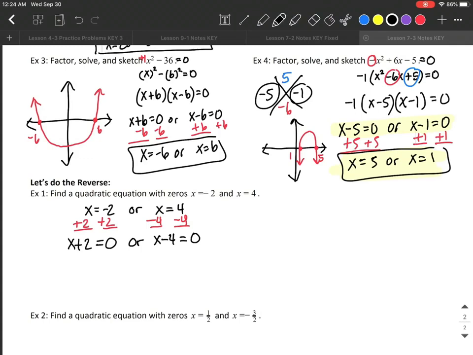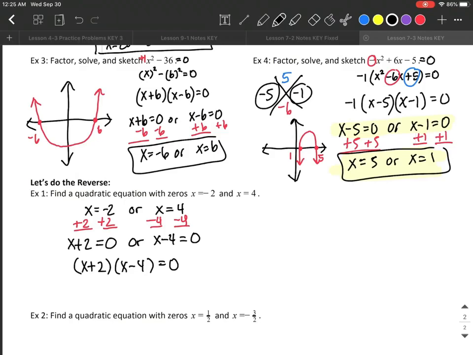Next step, I want to multiply those two things together. So I want to multiply the things that I have on the left-hand side. So I want to multiply x plus 2 times x minus 4 and set that equal to 0. From there, I just FOIL, and I get what I get.